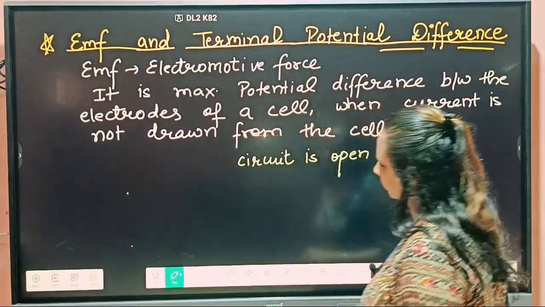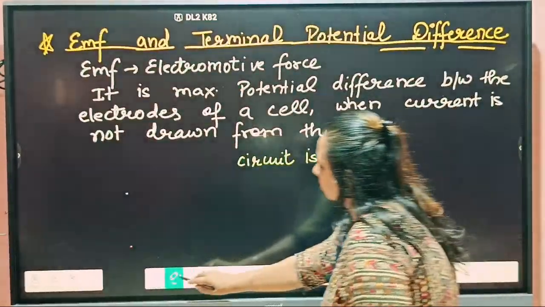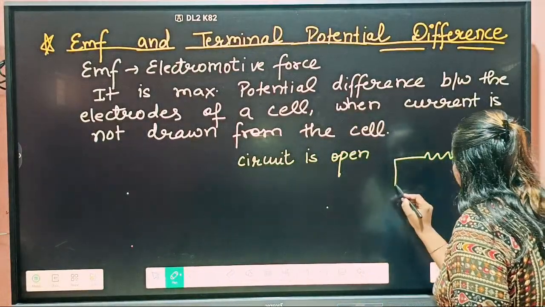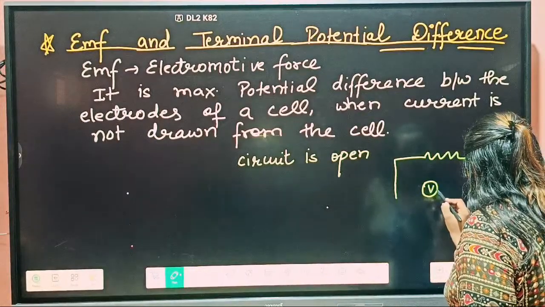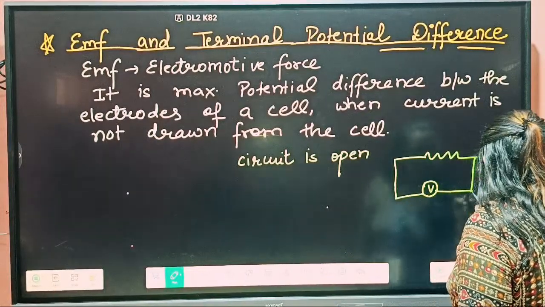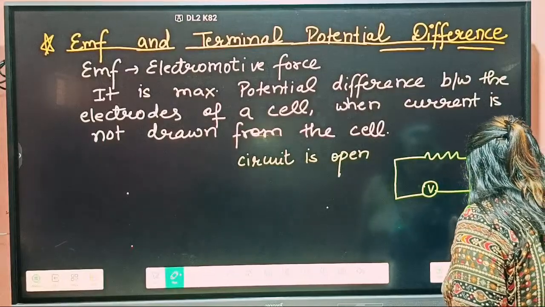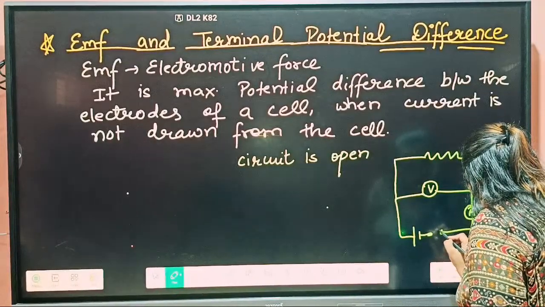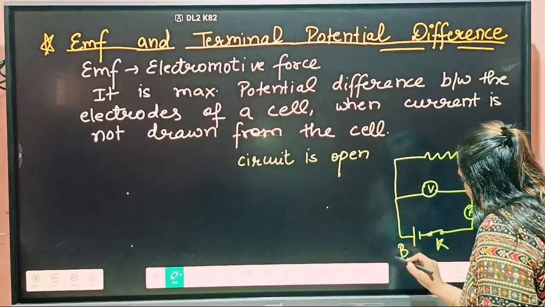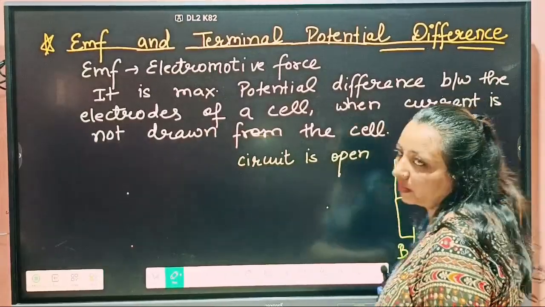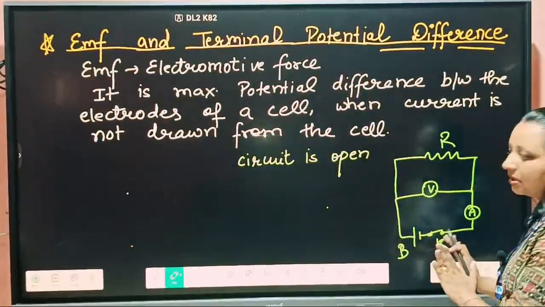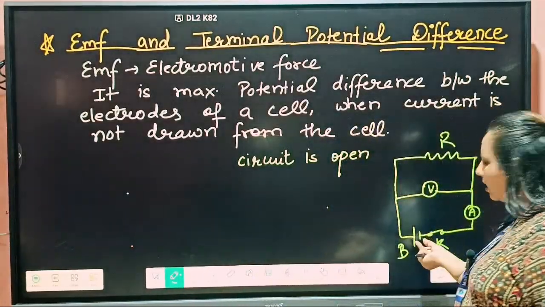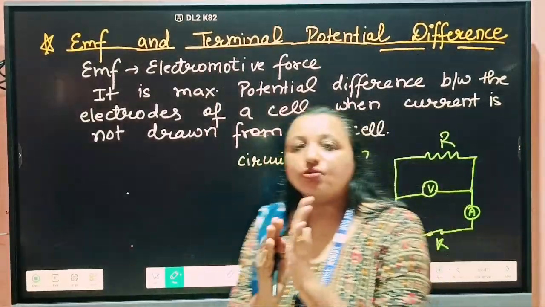What does that mean? We have an electric circuit. Here we connect a voltmeter. Here we connect an ammeter. Connect a cell or a battery along with a key. This is the resistance. When the key is open, that means the circuit is not complete, the circuit is open, then there is maximum potential difference between the electrodes of a cell.